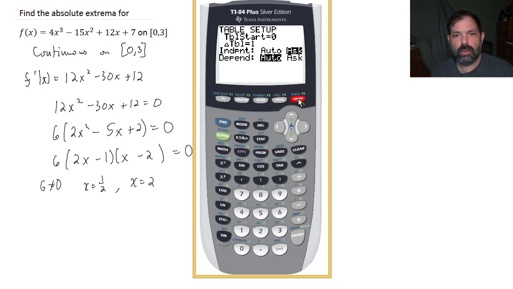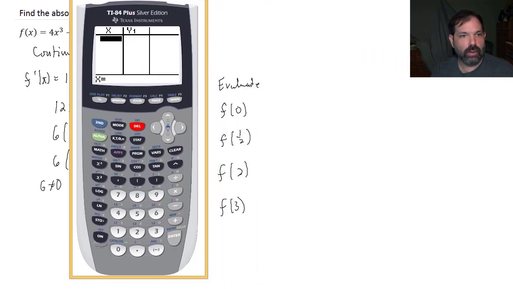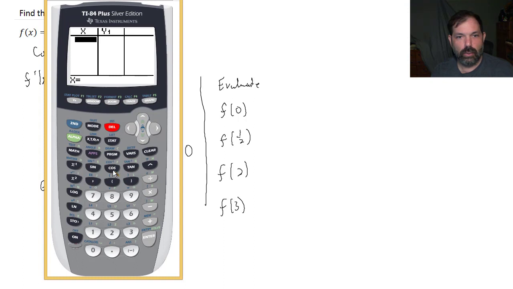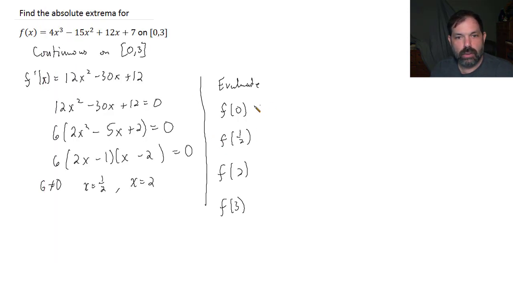All right. Let me go to the table, and let me delete this other stuff that I've got here, and let's input those values. So we have x equals 0, x equals, I'll just use 0.5 instead of 1/2, 2, and 3. So we have 7, 9.75, 3, and 16. All right, so looking this over, I see an absolute maximum of 16.